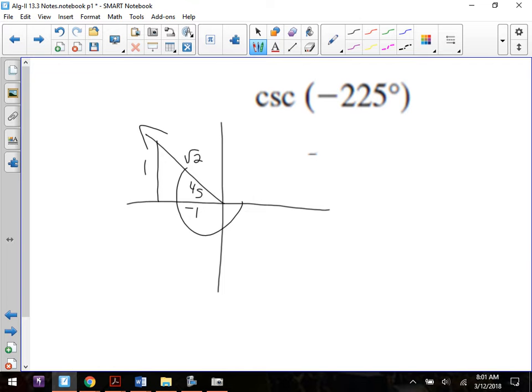So cosecant is the inverse of sine. Sine would be opposite over hypotenuse. Cosecant would be hypotenuse over opposite. So that would be much easier in this case. It's nice when things are visual and things come together.